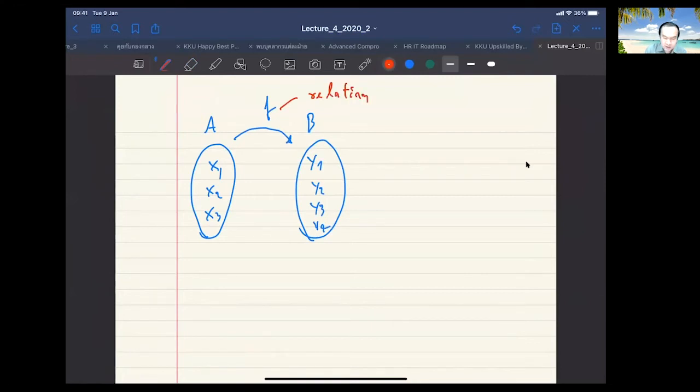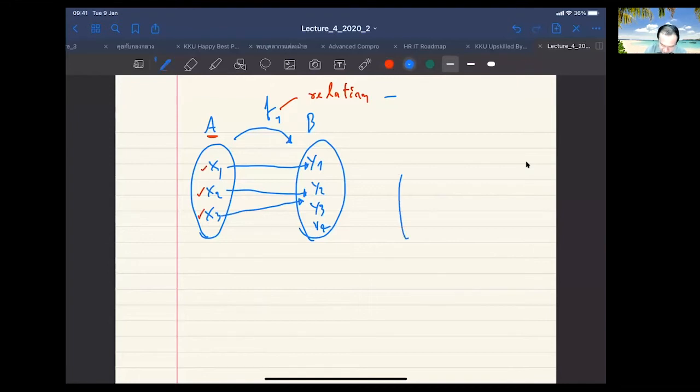F definitely is a relation. If F makes a relation between set A and set B, F is definitely a relation. But in order to be a function, you have to have this property saying that every element in A, which is x1, x2, x3 in this example, has to have a link to an element in set B, which is y1, y2, y3, y4. So basically it's saying that every element in A has a link, which means that if I have a relation like this, f1 is a function because x1, x2, x3 has a relation to some elements in set B.